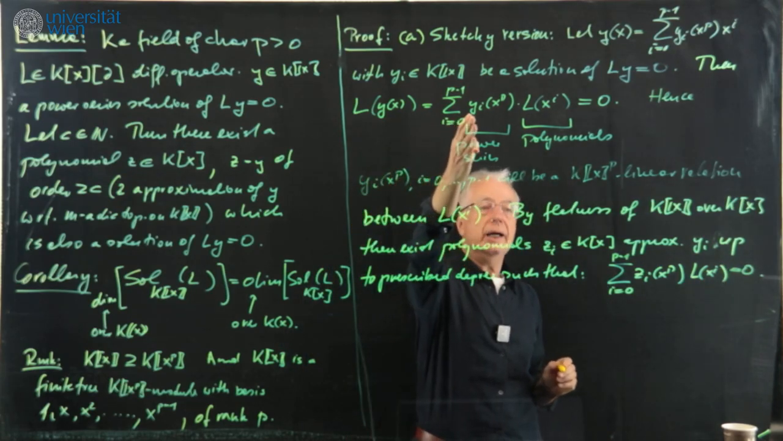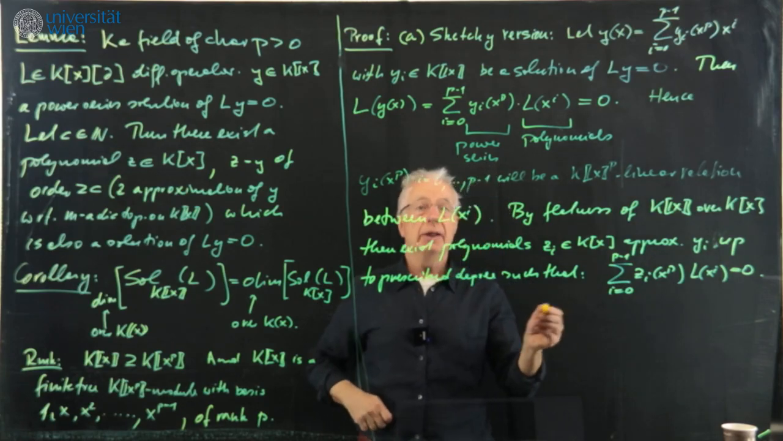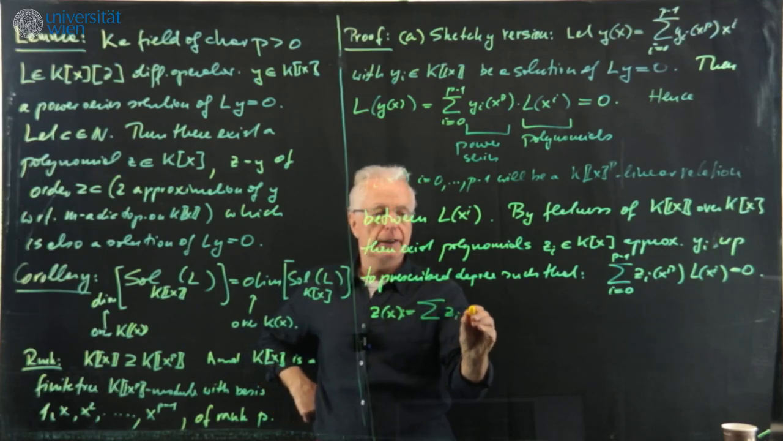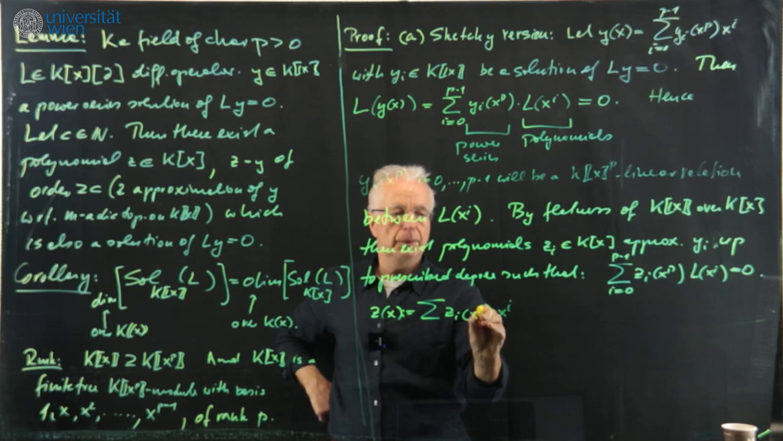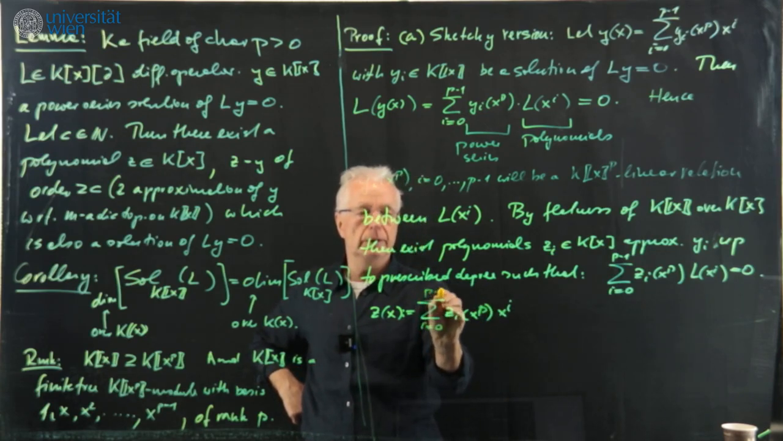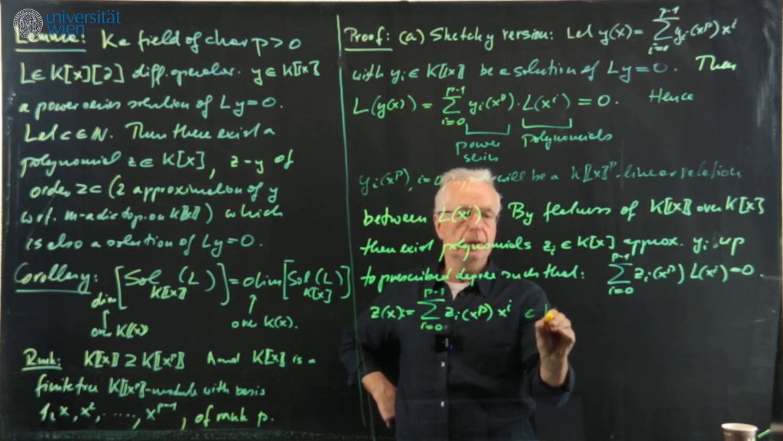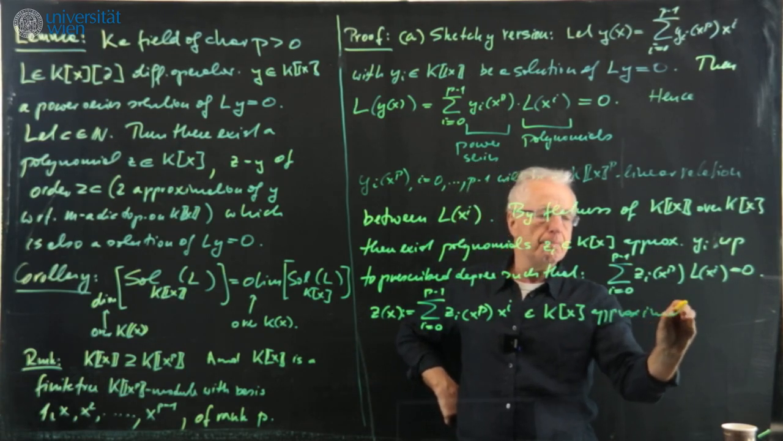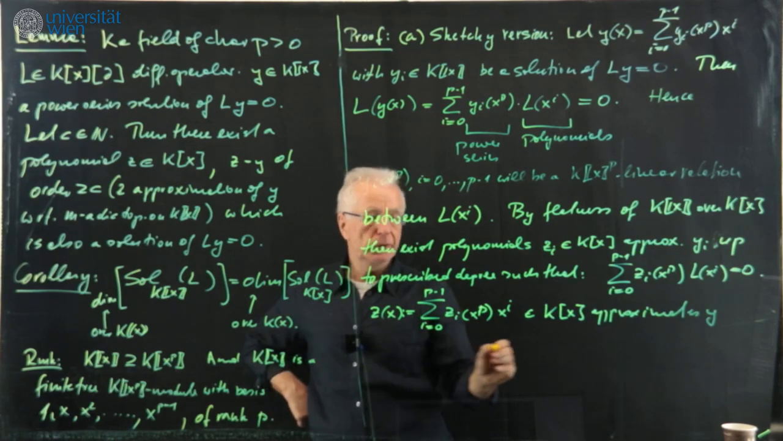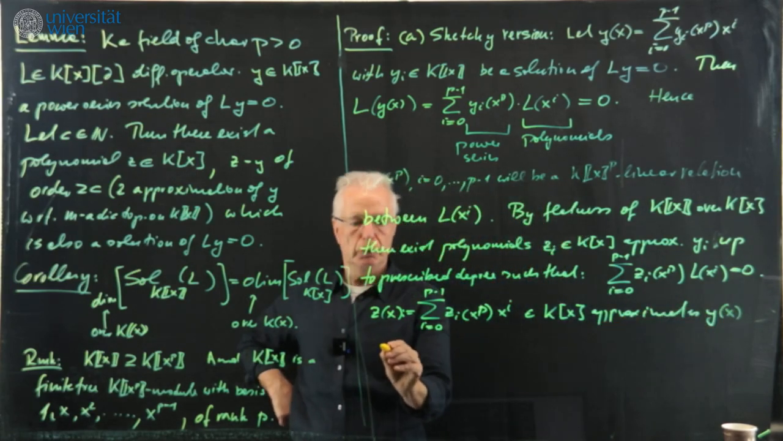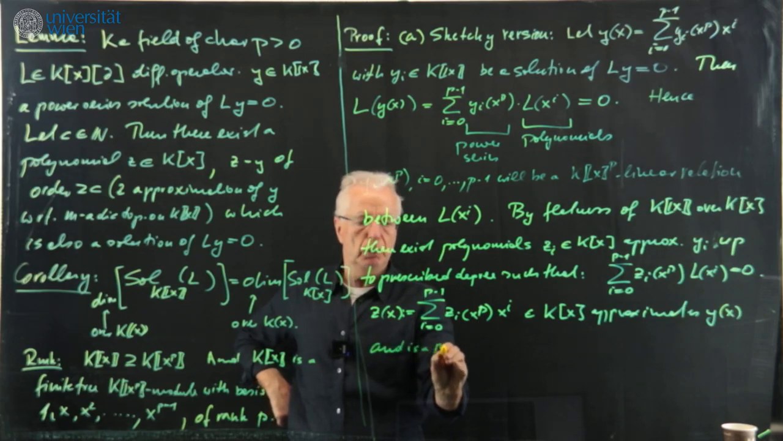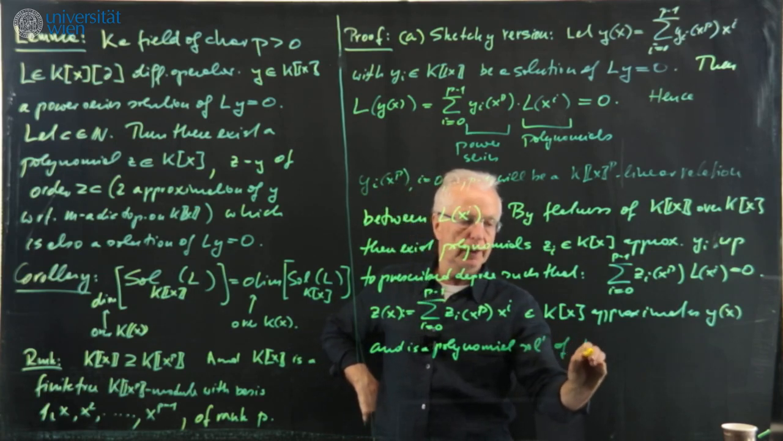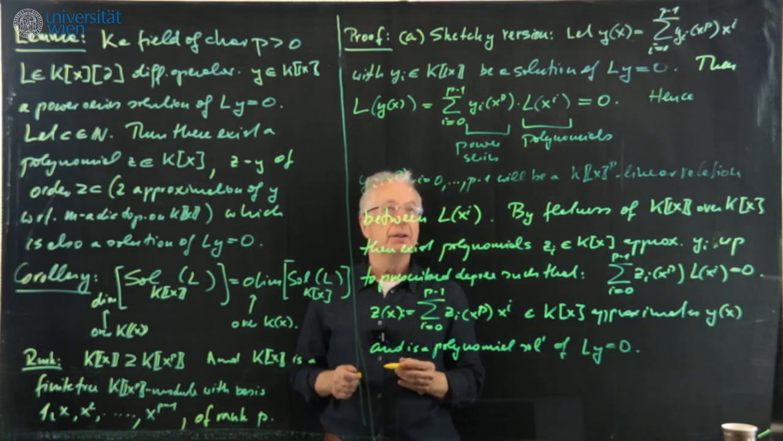So you can replace the y_i's by the z_i's, which are polynomials, and then you define z(x) as the sum of z_i(x^p) x^i, i from 0 to p minus 1. And this approximates y(x) and is a solution and is a polynomial solution of Ly equals 0. So this was a sketchy version.